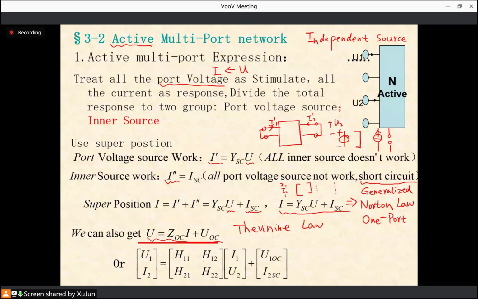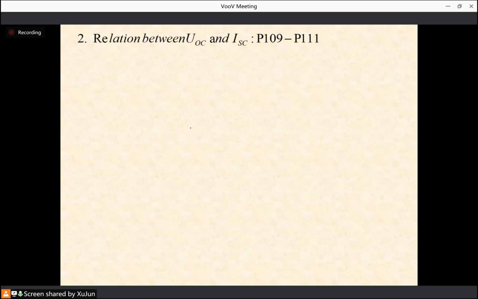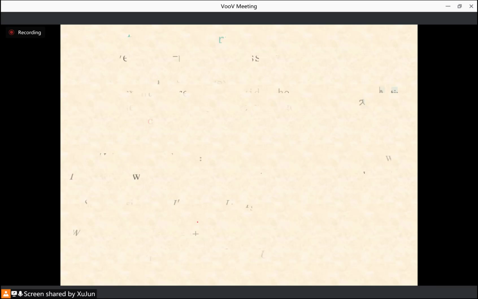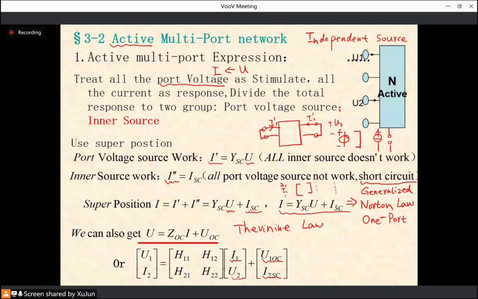We can also use hybrid to express. That means some port current and some port voltage to express the U1 and I2. So for the I1 port, we use the U1OC to express. The U2 port uses I2SC to express. The relation between the UOC and ISC for this function and this function is very easy to calculate by yourself.